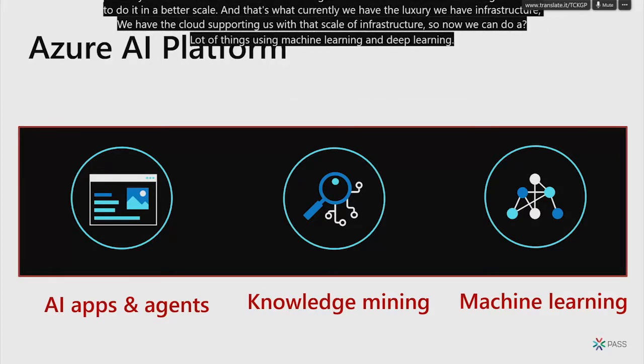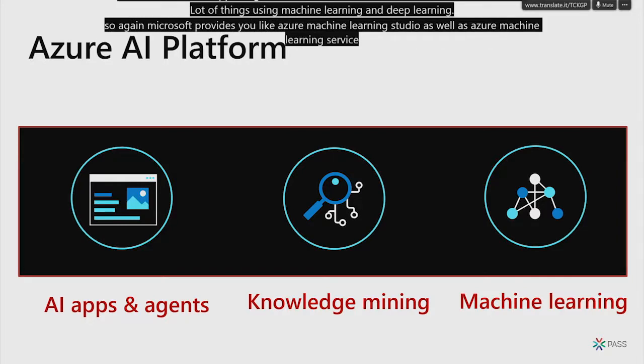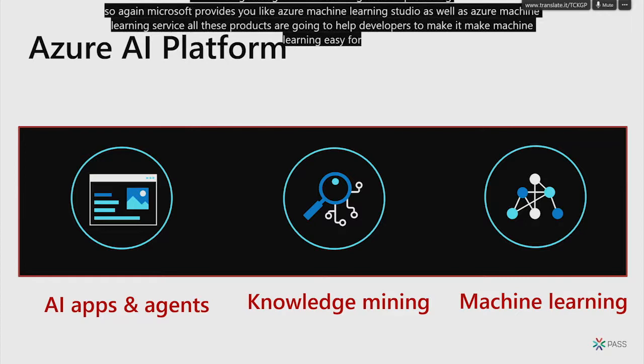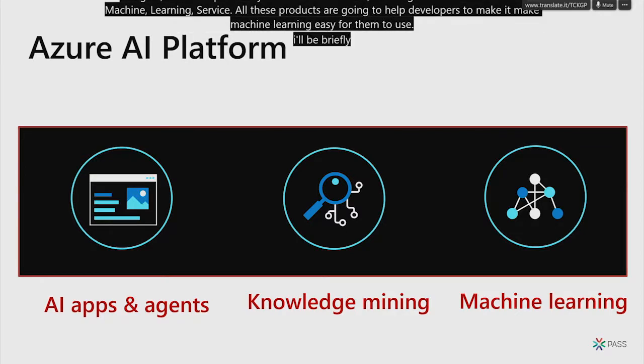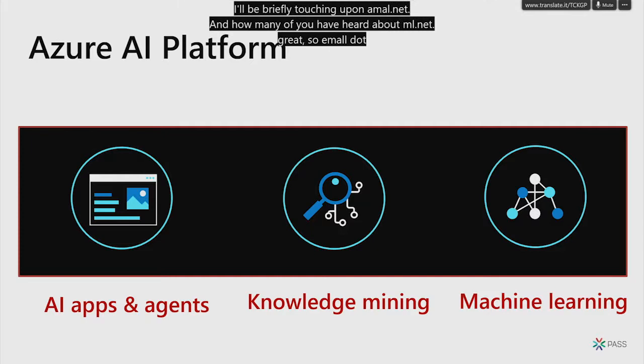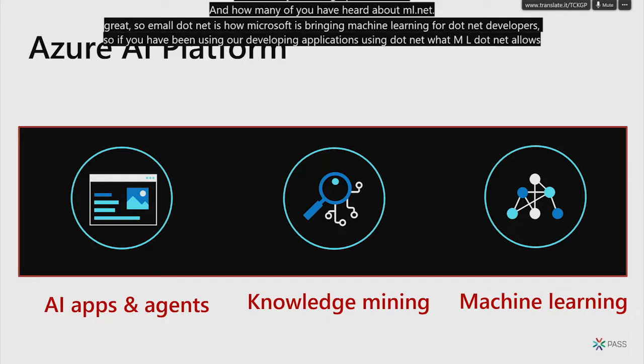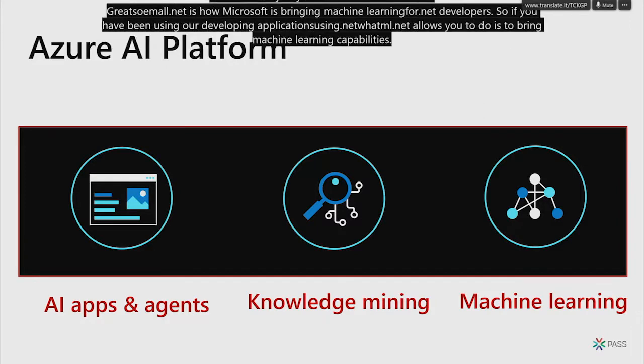So again, Microsoft provides Azure Machine Learning Studio as well as Azure Machine Learning Service. All these products are going to help developers make machine learning easy to use. I'll be briefly touching upon ML.NET. How many of you have heard about ML.NET? Great. So ML.NET is how Microsoft is bringing machine learning to .NET developers. If you have been developing applications using .NET, ML.NET allows you to bring machine learning capabilities with the skill set that you have already got.